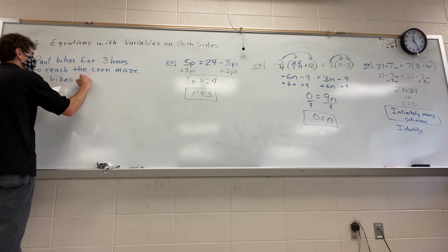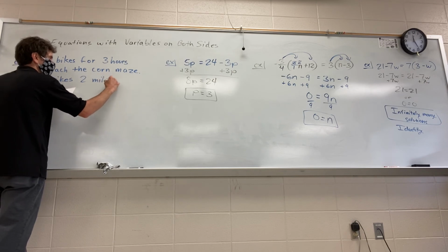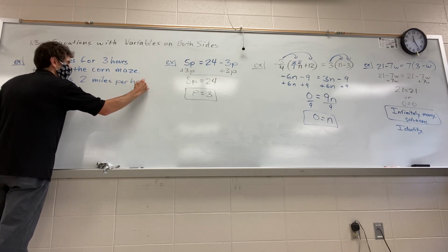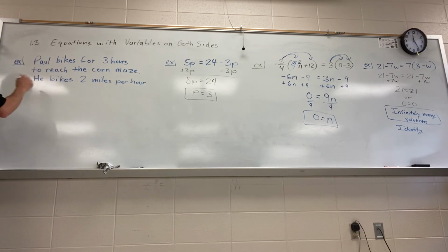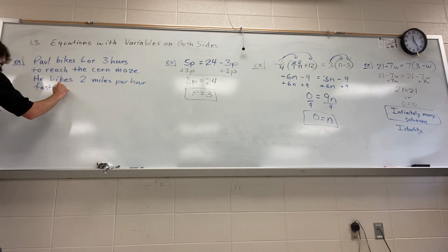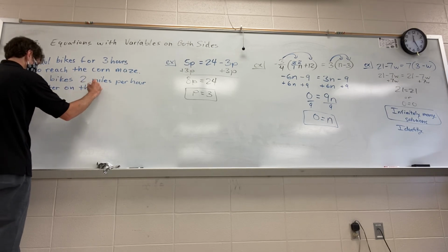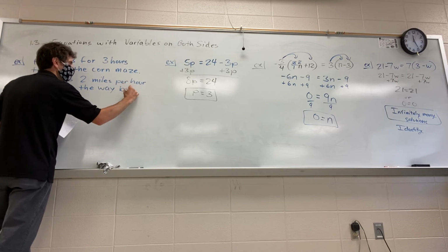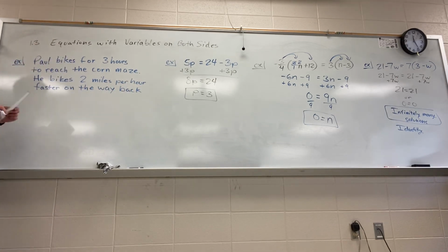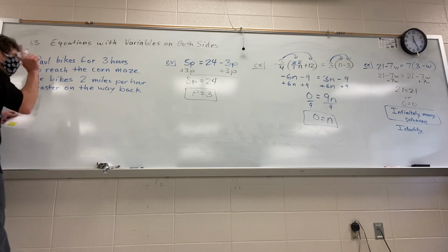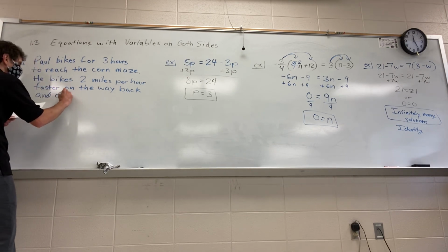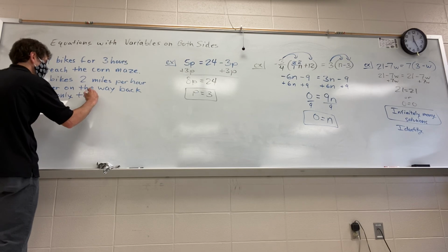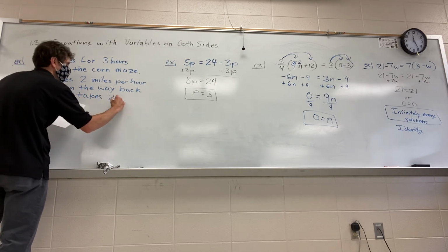He bikes 2 miles per hour. He's slow. Wait for it. He bikes 2 miles per hour faster on the way back. Because he's scared. Yeah, exactly. His adrenaline's pumping, right? Okay. He bikes 2 miles per hour faster on the way back and only takes 2.5 hours.